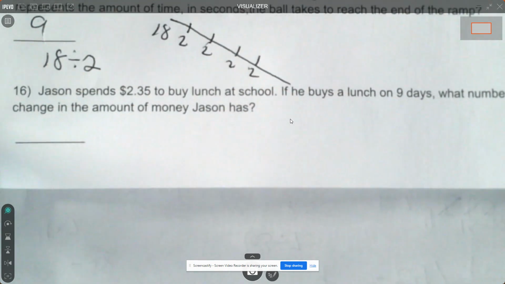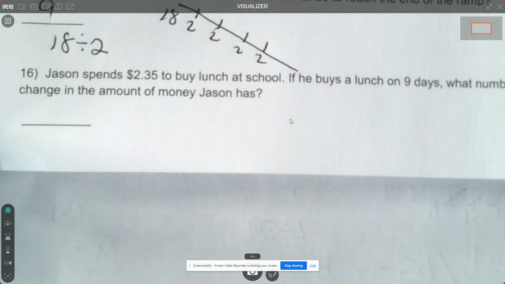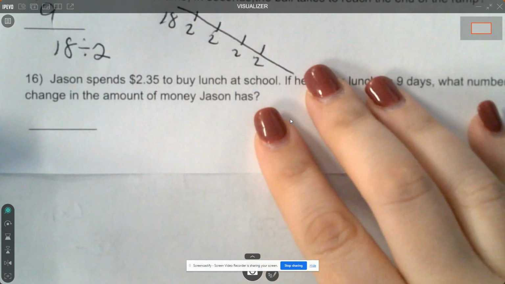This next one, Jason, this one's a little bit more tricky. So Jason spends $2.35 to buy lunch at school. He buys lunch for 9 days. What number represents the total change in the amount of money he has? So if lunch is $2 every day and I buy it for 9 days, am I going to add, subtract, multiply, or divide? Madison? I'm going to multiply.